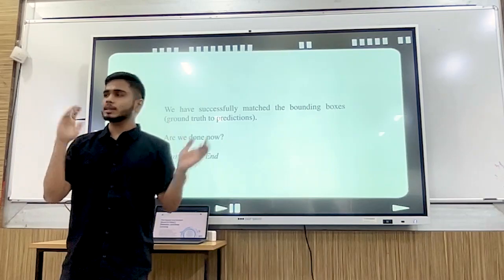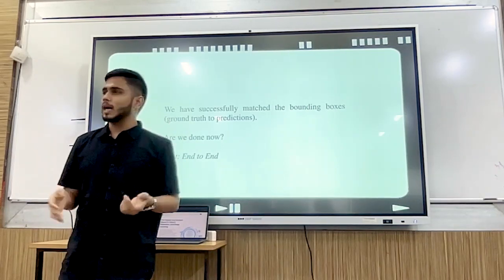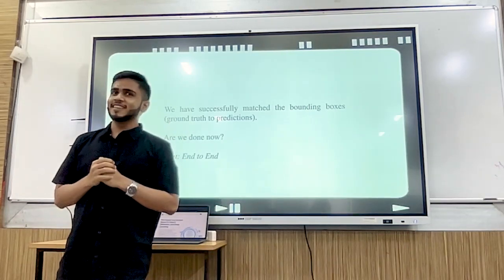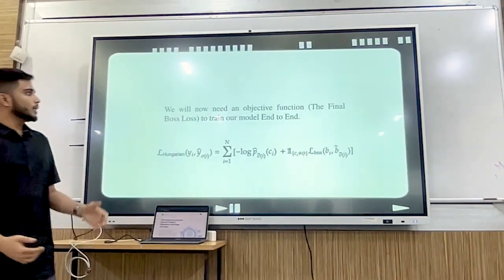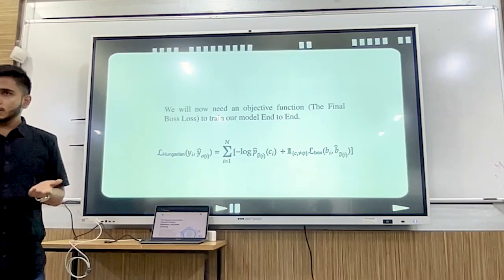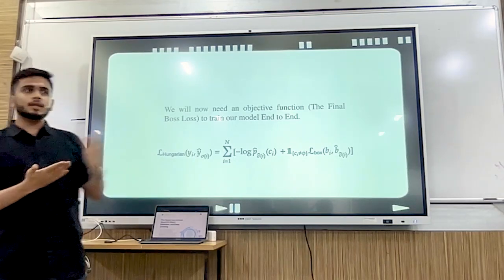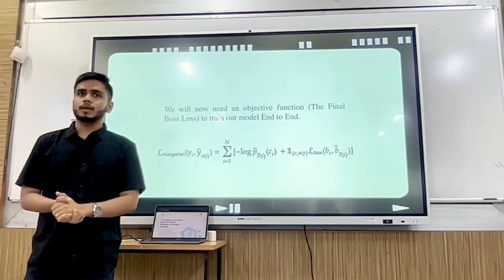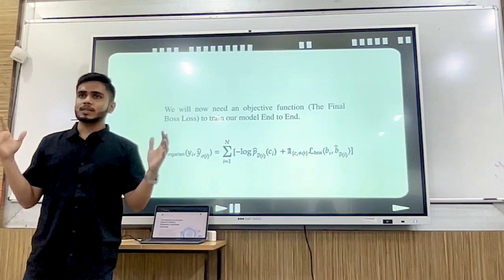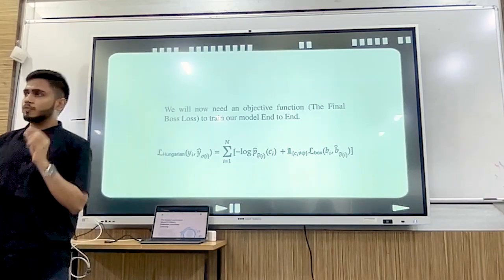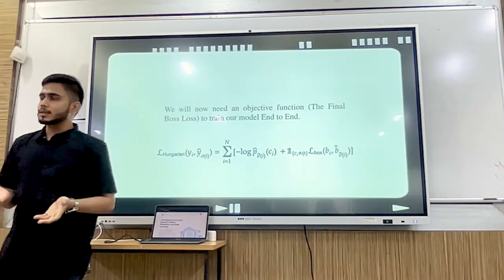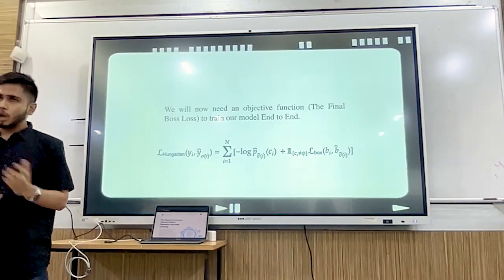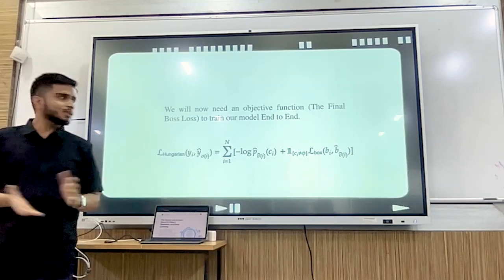Backpropagation algorithms, stochastic gradient descent, and just throwing out jargon because I'm a machine learning engineer. Not doing that. So what we do is the final boss loss. We have come to maybe the last stage of our entire slides, where we talk about the final loss, which is the Hungarian loss. As luck would have it, it's not from Hungary, but I don't know.